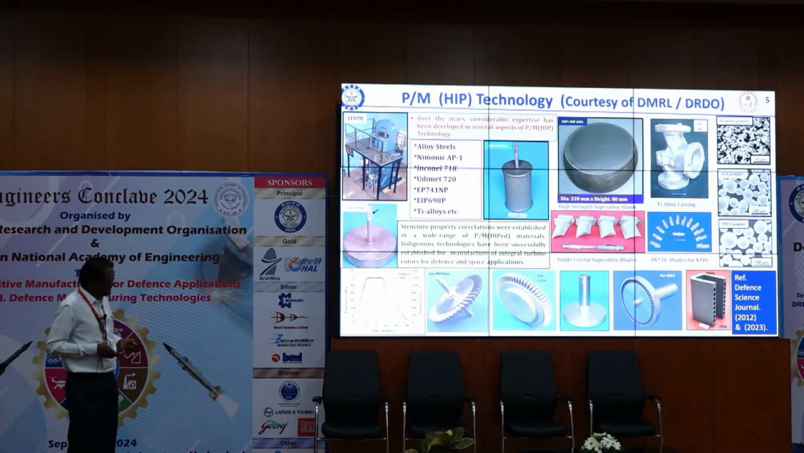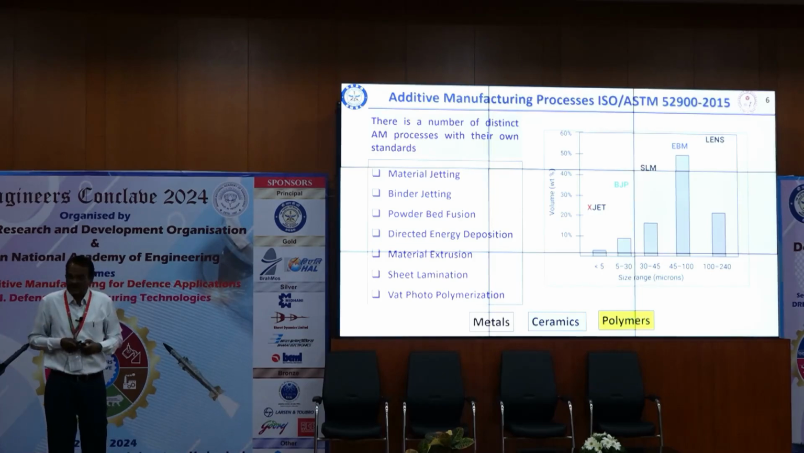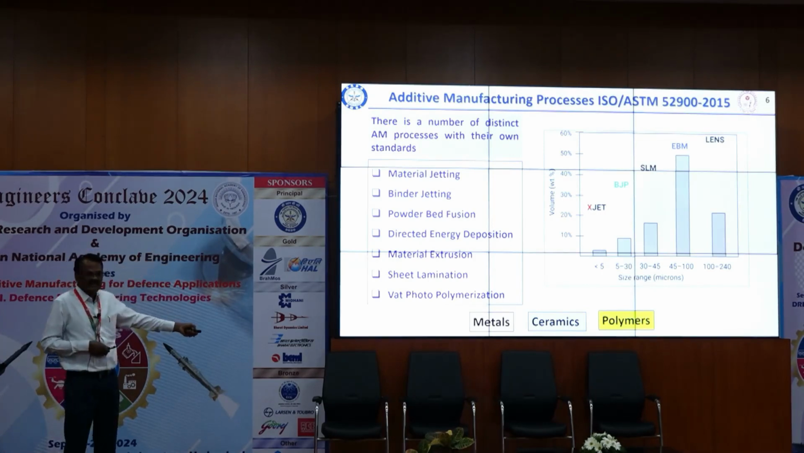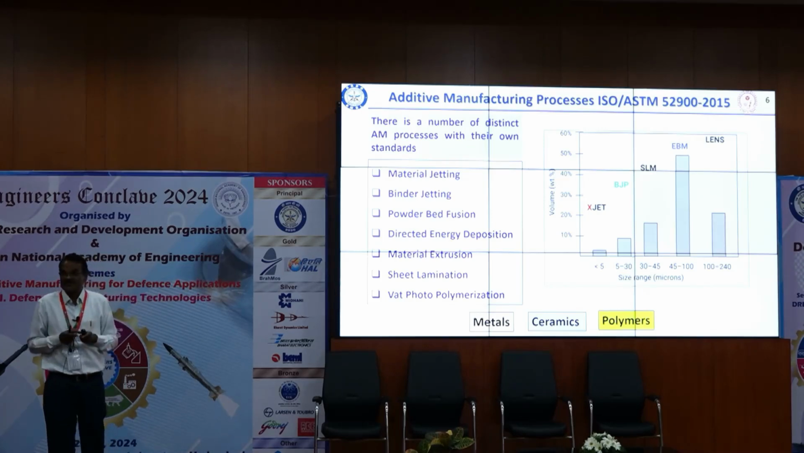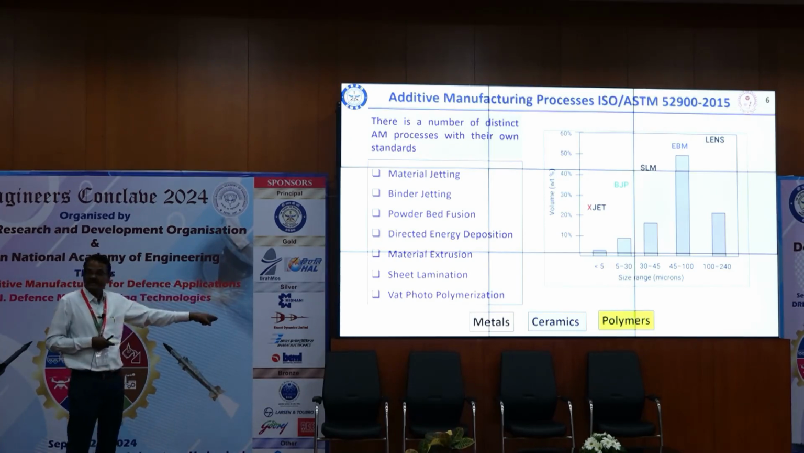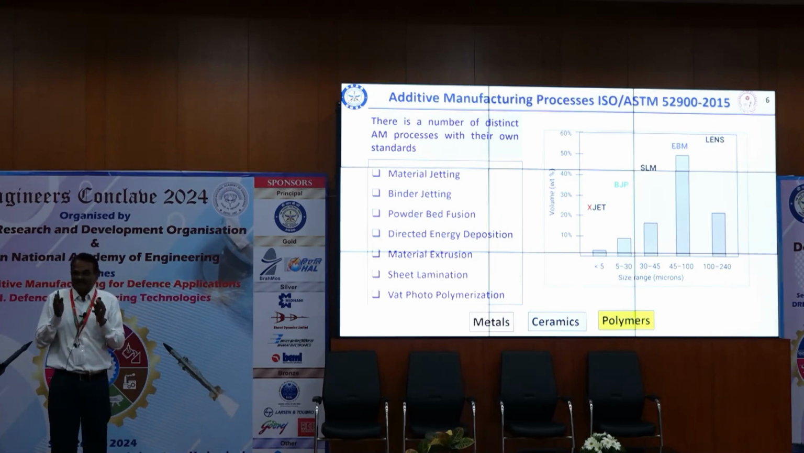Okay, having got this experience, what are we looking for further? Now the question is additive manufacturing. In additive manufacturing, there are so many techniques. Each technique requires different size fractions, different kinds of powders. Some techniques are available for dealing with metals, some with ceramics, some with polymers. But today I am confined to metallic materials, superalloys and all that.